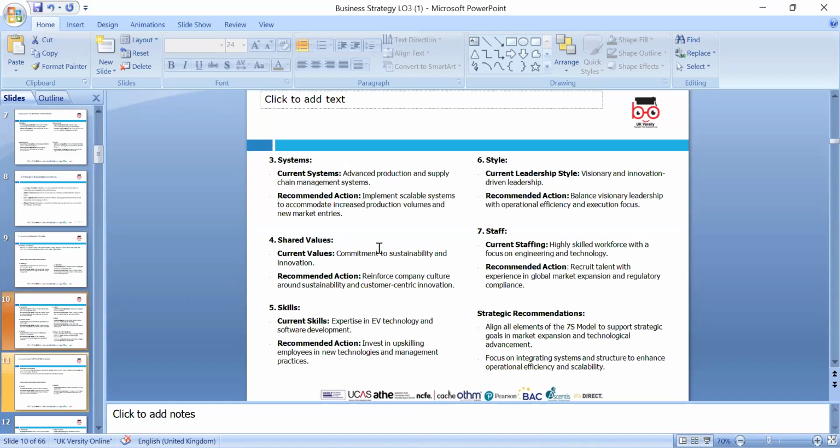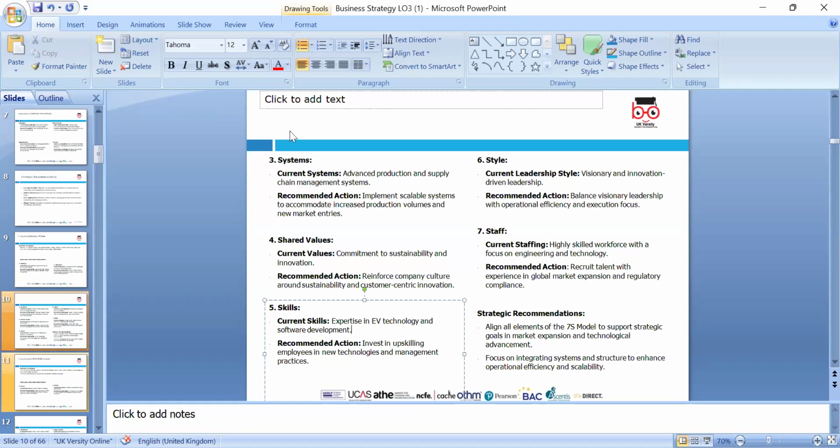Shared values: the current values are commitment and sustainability. Recommend reinforcing the company's values. Skills: what skills require expertise in EV technology, software, style. Management style is visionary. Recommend a balance of visionary leadership. Staff: the current staffing is a high-skill workforce with a focus on engineering and technology, and recommended action is to recruit talented people with experience. And the strategic recommendation is to align all the elements of 7S.